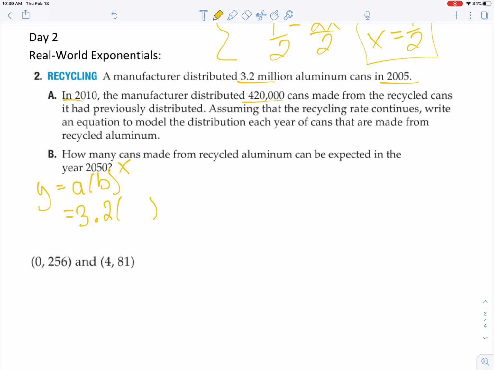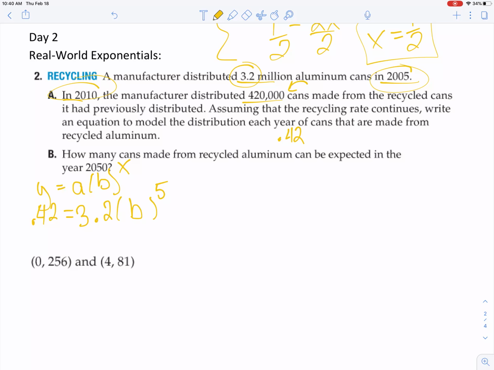So it would be the 420,000 cans. Since this appears in millions, let's put this in millions. And so that's going to be 0.42. So that's what I'm going to plug in for y. Okay, and so then for the x, since we started in 2005, to get to 2010, take 2010 minus 2005, and you get 5. So that's your time value, t, or the x. Well, we don't know at what rate the aluminum cans are being recycled, so that's what our b value is going to be.